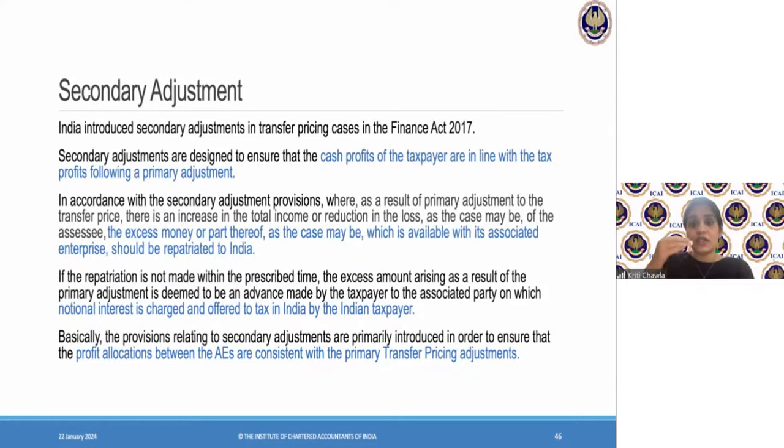And what happens if the Indian enterprise gives a loan to the associated enterprise? Obviously, they'll earn something called a notional interest. So they said that then, as a second step, we'll presume that the Indian enterprise is getting an interest from the associated enterprise on that loan of 40 rupees. And obviously, if they are getting an interest income, the Indian taxpayer will have to pay tax to the Indian tax authorities on that interest that they're earning from this particular loan. So it's all connected that way.